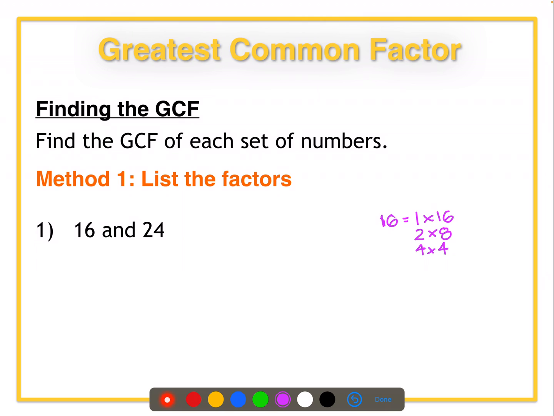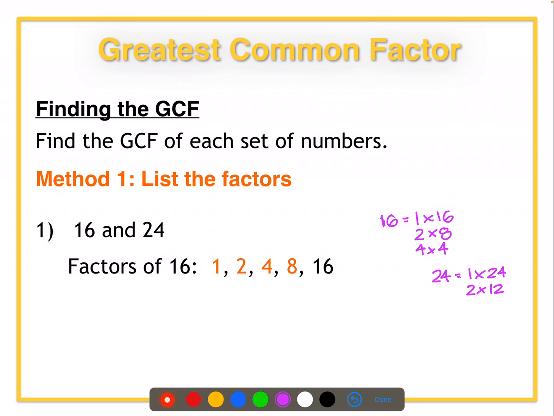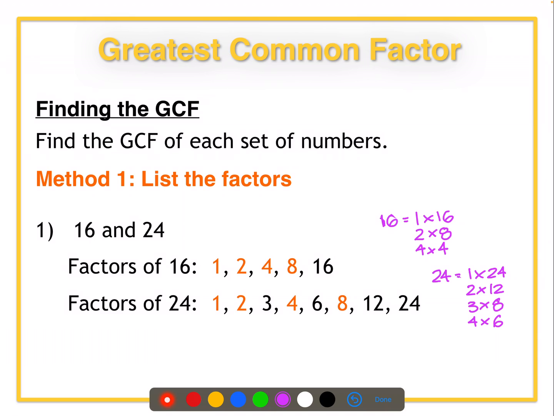do all the combinations for the number, and all those numbers are the factors of 16. So factors of 16 are 1, 2, 4, 8, and 16. And now factors for 24, it'll be 1 times 24, 2 times 12, 3 times 8, and 4 times 6. So the factors are 1, 2, 3, 4, 6, 8, 12, and 24.